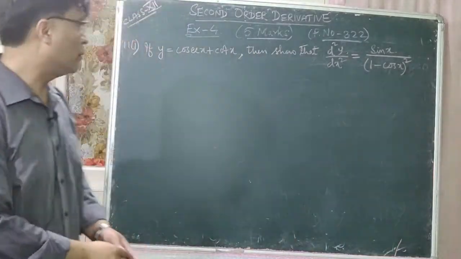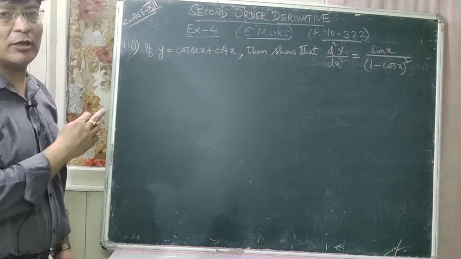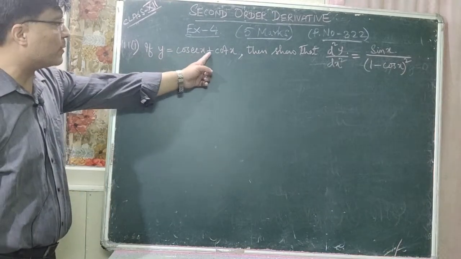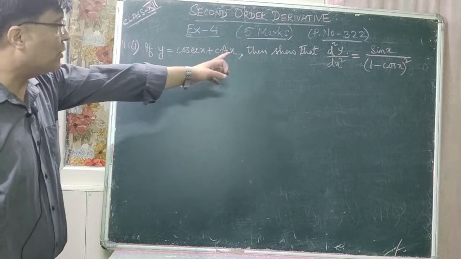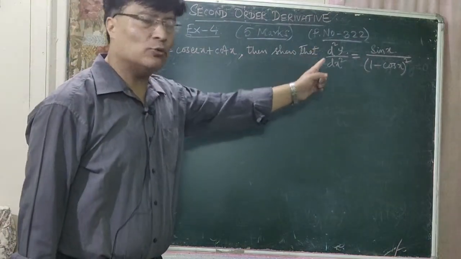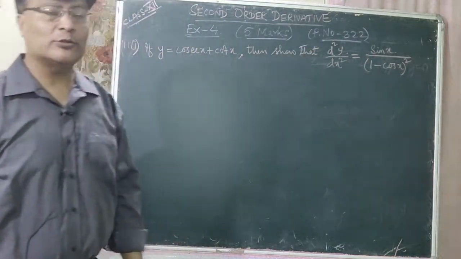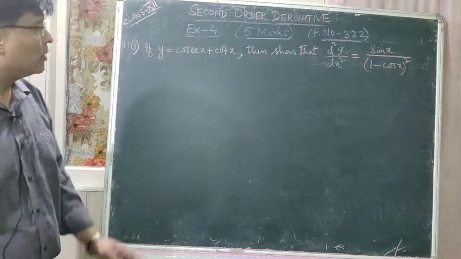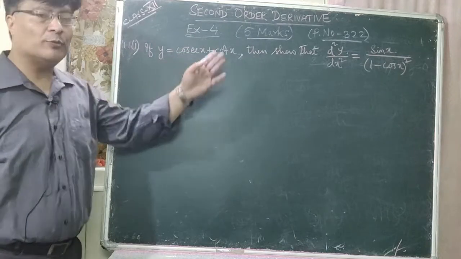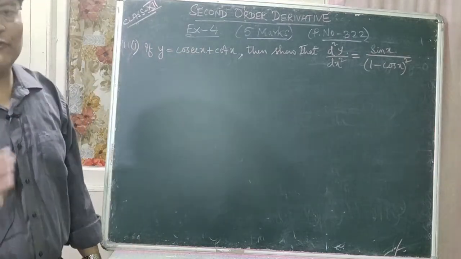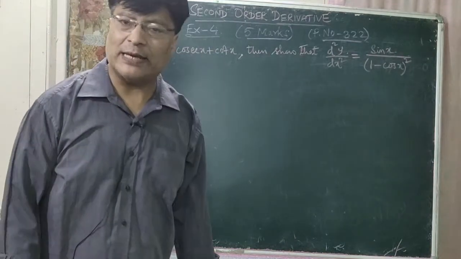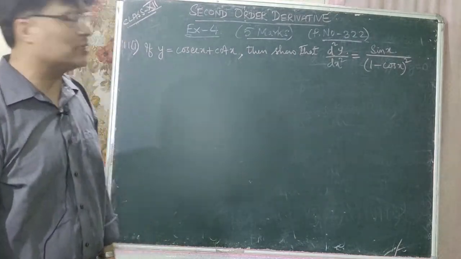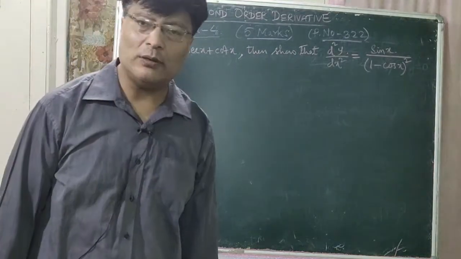So now we'll do the next question, that is 11 number 1. If y is equal to cosec x plus cot x, then you have to prove that d2y by dx square is equal to sin x whole divided by 1 minus cos x whole square. So from the given, you have to prove the value of the second order derivative, that is d2y by dx square is equal to sin x divided by (1 minus cos x) whole square.